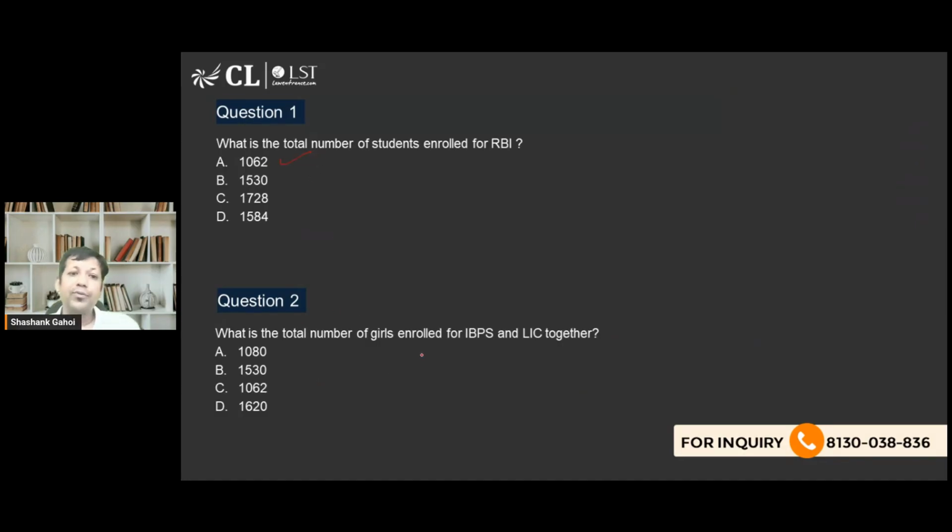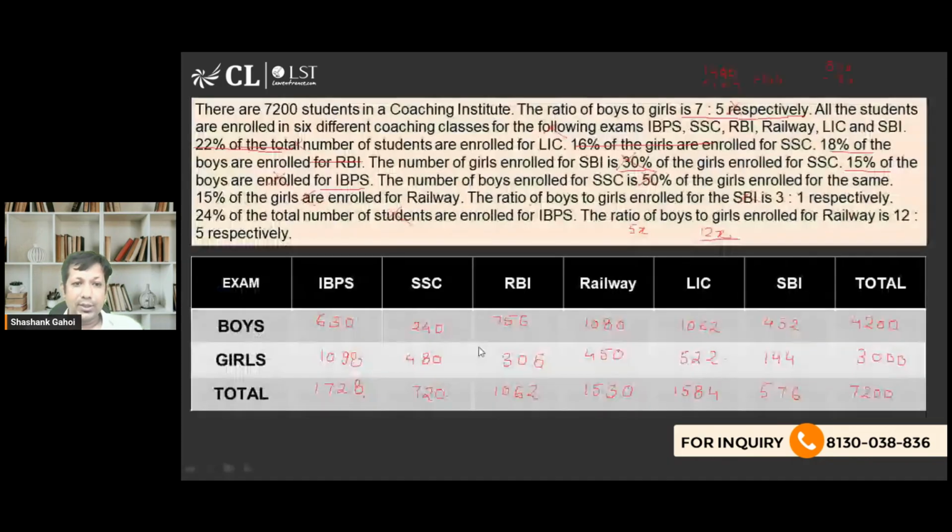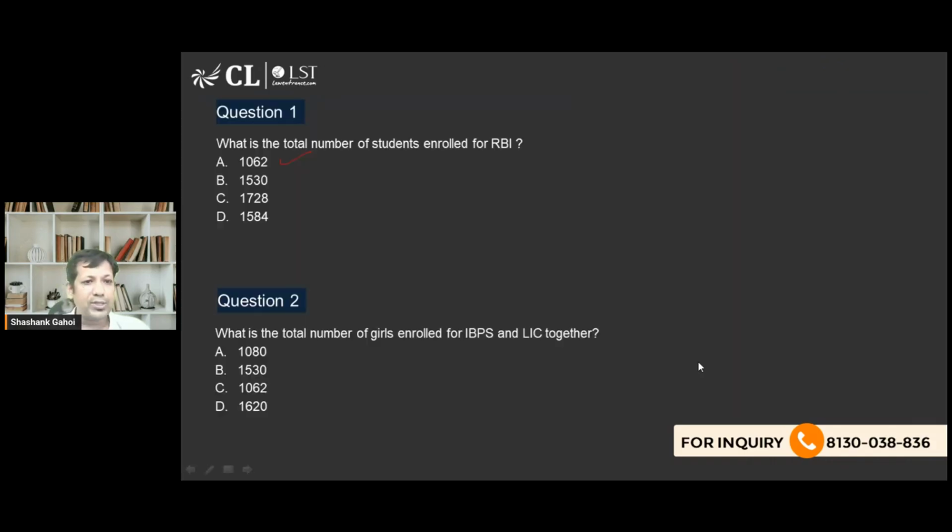What is the total number of girls enrolled in IBPS and LIC together? So I need girls in IBPS and LIC. So it is going to be close to 1100 plus close to 500, so it is going to be close to 1600, and there is only one option near 1600, so that's going to be option D.